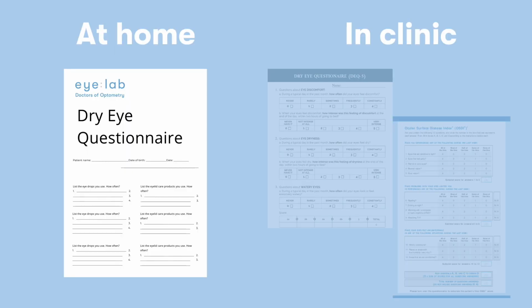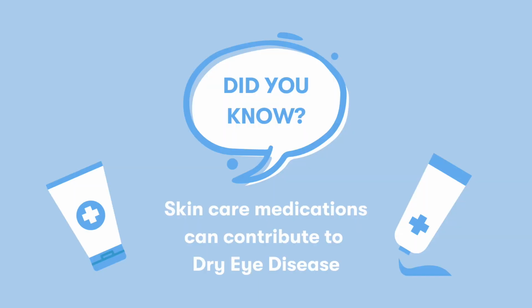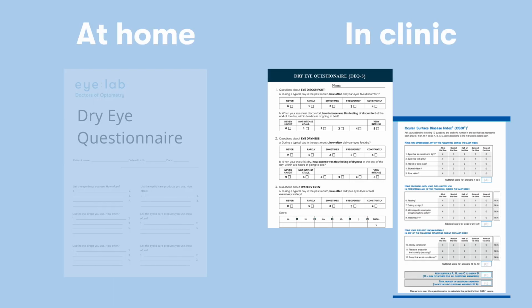Before you come in for your assessment, our dry eye team will send you a dry eye questionnaire to fill out, which will tell us everything we need to know about your medical history and overall health, including any surgeries or medications that you're taking. You would be surprised to learn that even your skincare medications can affect how your eyes feel. Once you're here, you'll be asked to fill out a standardized survey which asks you to score the severity and frequency of your dry eye symptoms.